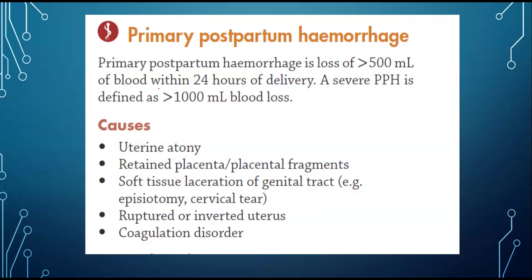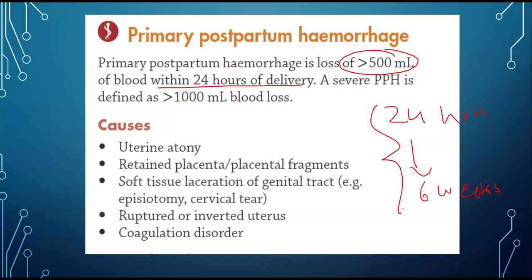Primary PPH is when a patient has more than 500 ml of blood loss within 24 hours of delivery. From the onset of delivery up to 24 hours, if there is bleeding of more than 500 ml, that's primary PPH. After 24 hours of delivery, up to 6 weeks postpartum, if there is bleeding, that's secondary PPH. So what is the most common cause of primary PPH?